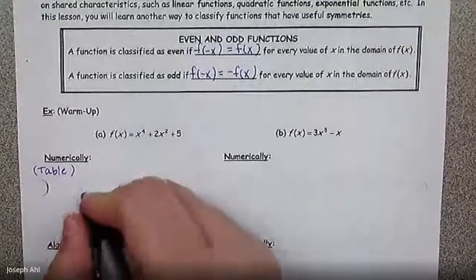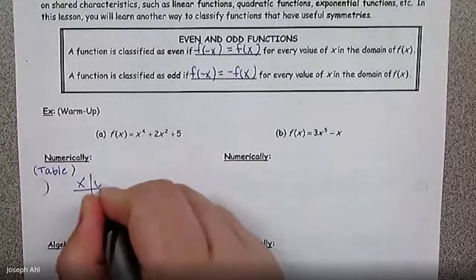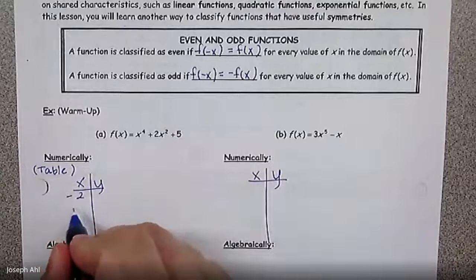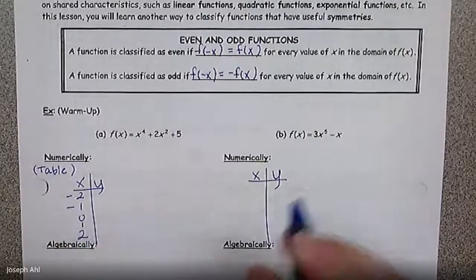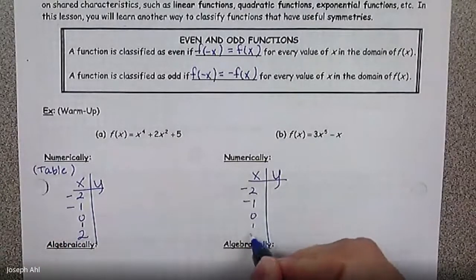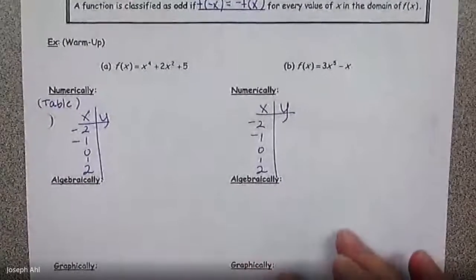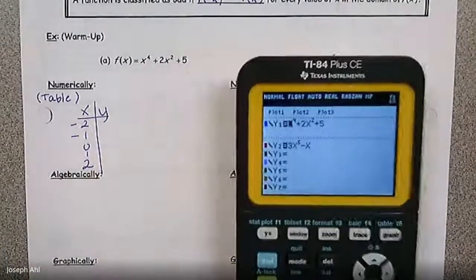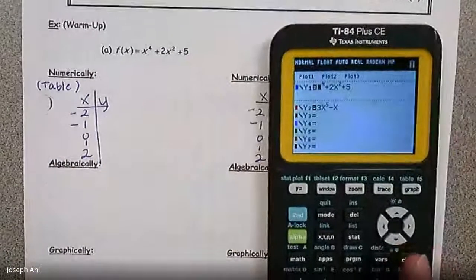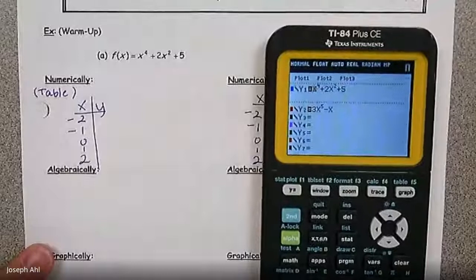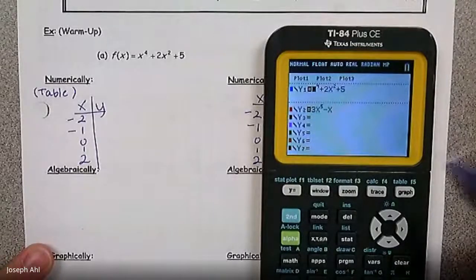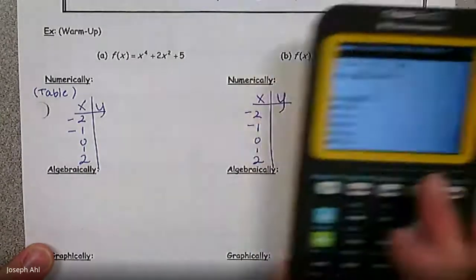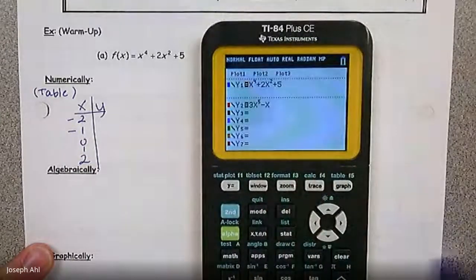When we go to make a table of values for each of these, let's just go ahead and try going from -2 to 2 for both, and then analyze some pairs of coordinates and see if there are any patterns to establish here. I've already typed both of these functions into y equals, and you could do them at the same time if you'd like. So I have x to the 4th plus 2x squared plus 5 up here, and then 3x to the 5th minus x, just checking that those are what's written down there.